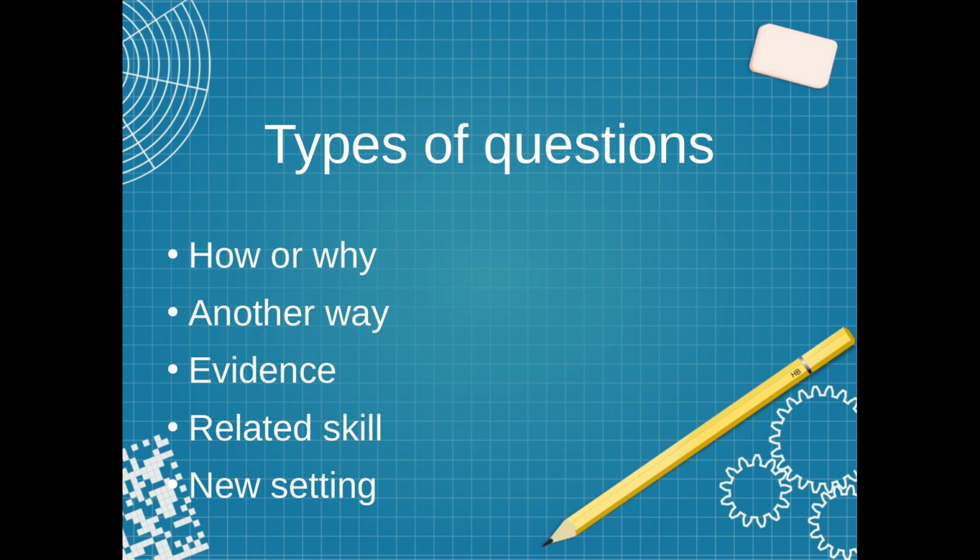We can pull in a related skill. Again, I'm going to go back to math. I may ask, okay, if that power of 2 was a power of 1, how would we solve this differently? We've already solved linear equations. We can also recontextualize something, put something in a new setting, especially if we're looking at reading comprehension. We can ask a question about how things would be different if.